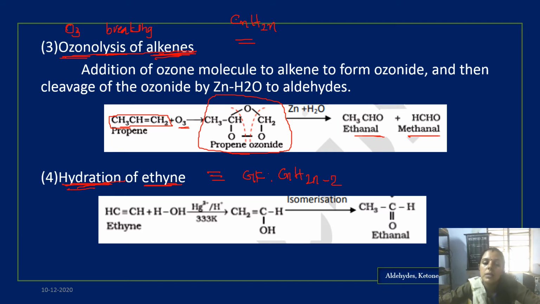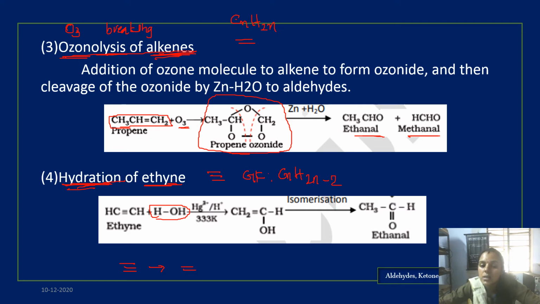That means simply water addition. So you are going to take an H2O molecule, HOH, and this H will add to this carbon and OH will add to the other. When you add something to a triple bond, you will get a double bonded compound. So ethyne changes to a double bonded compound, CH2=CH-OH, which upon isomerization gives acetaldehyde.